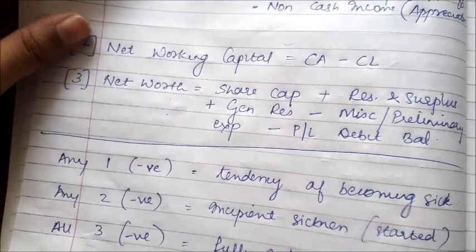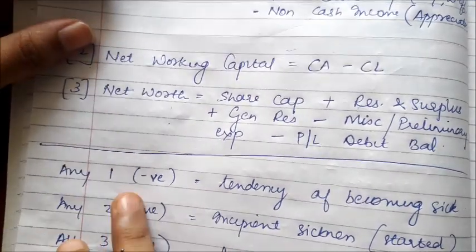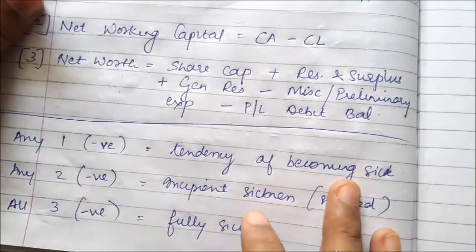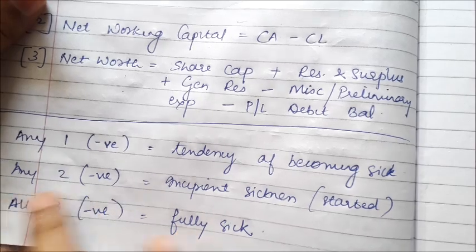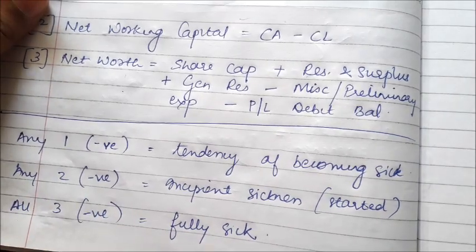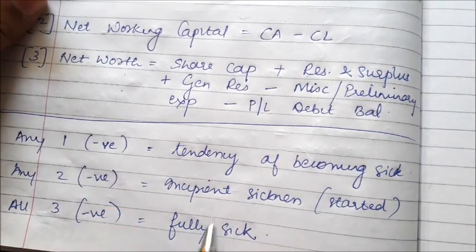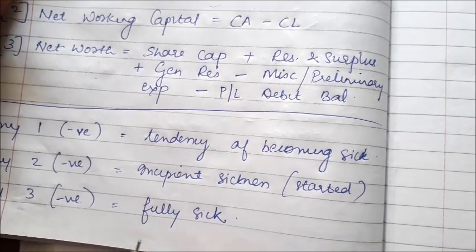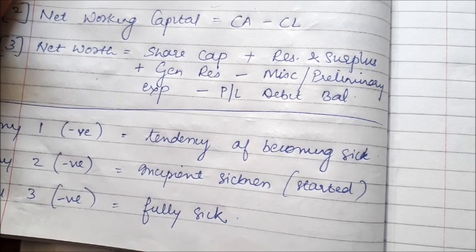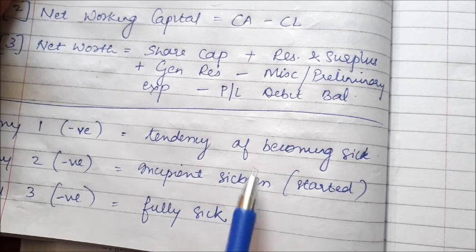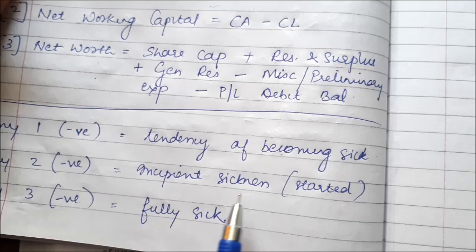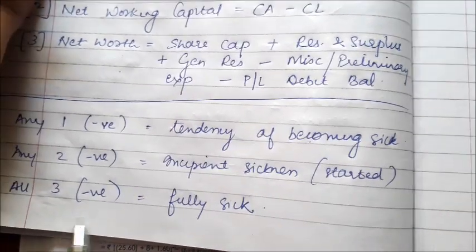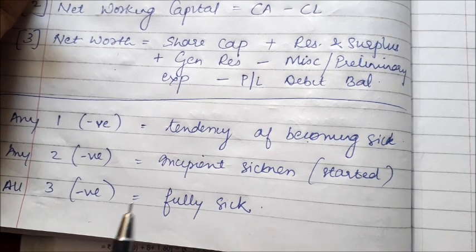Now how it's analyzed: if any one of these three values is negative, the company can become sick, there is a chance of becoming sick. If any two values are negative, it shows incipient sickness, meaning the sickness is just beginning to happen, it's just going to start. Here the beginning stage has started. And if all three are negative, the company is fully sick.